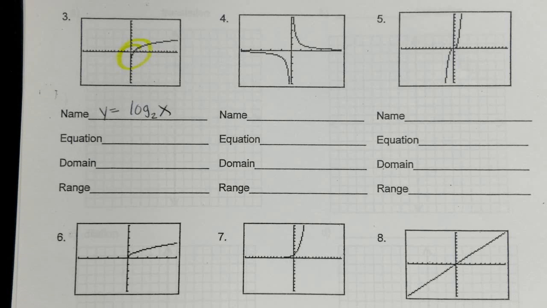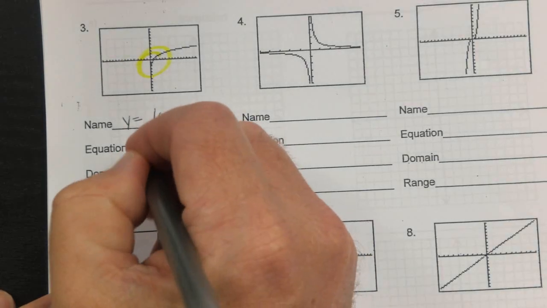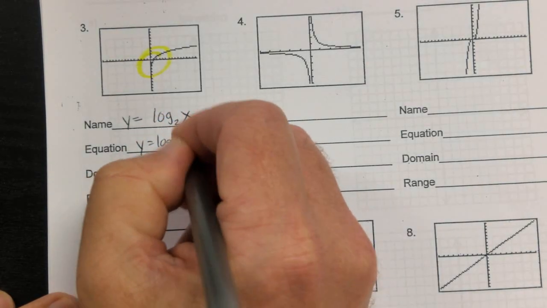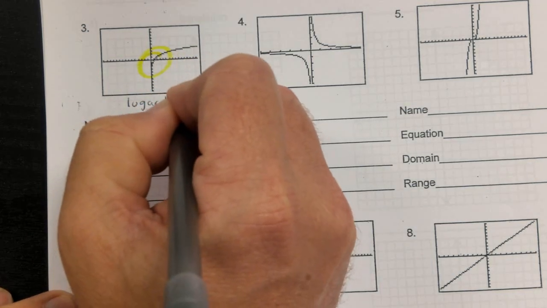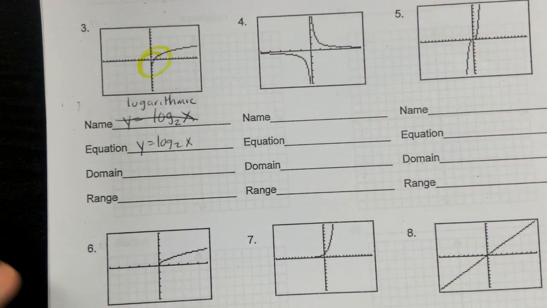Again, it's okay. These are new. Log base 2 of x. Is that the name or the equation? Oh, that's the equation. Yeah, good call. Thank you. Y equals log base 2 of x. And its name would be logarithmic. Sound fancy. It's a logarithmic equation or a log graph.